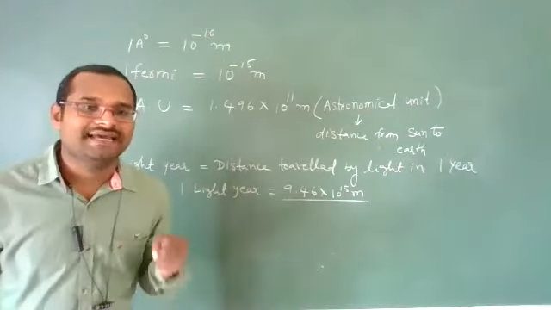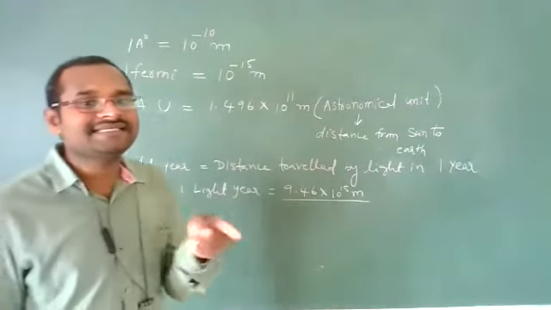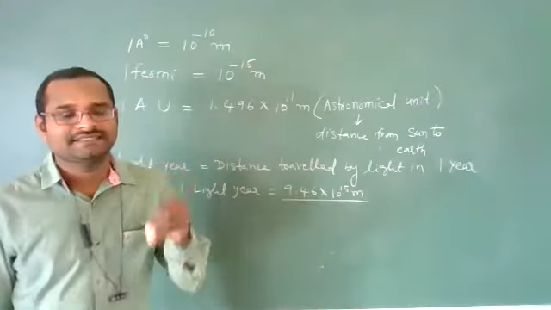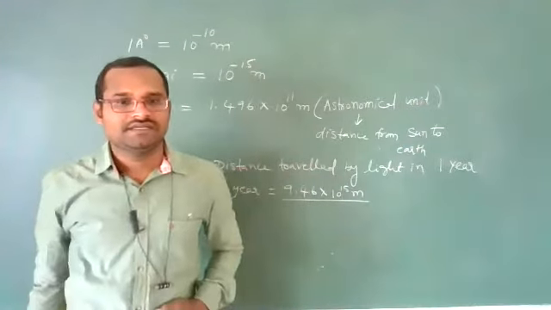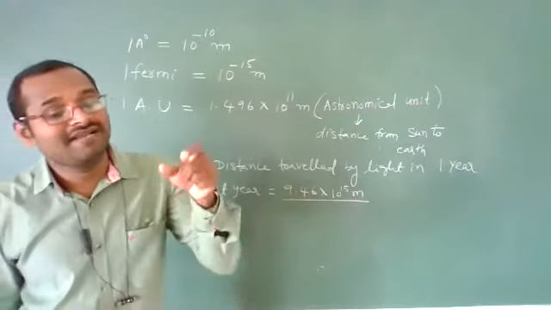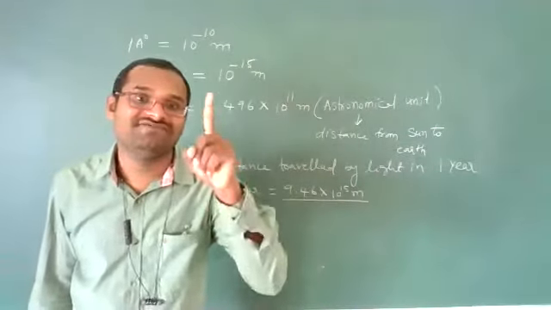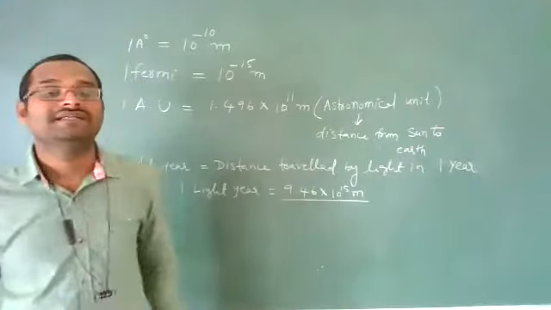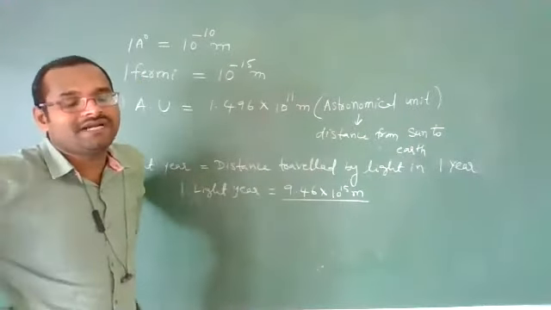What is light year? Light year is the distance traveled by light. It will travel some distance in 1 year. In 1 year, how much distance will it travel in total? That distance we call 1 light year.